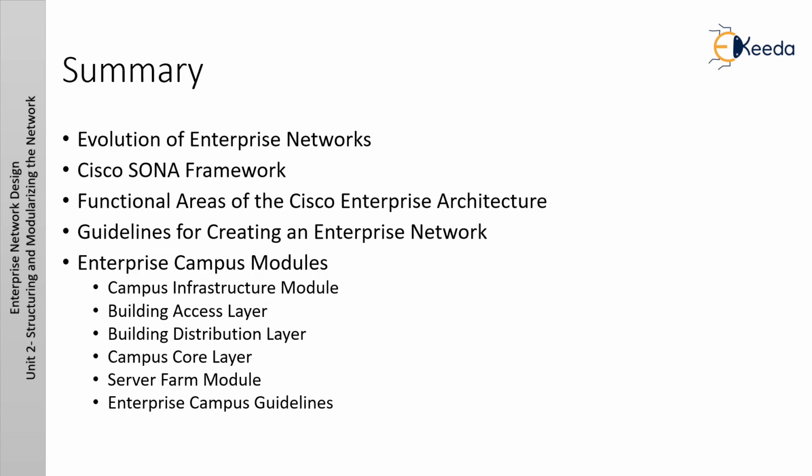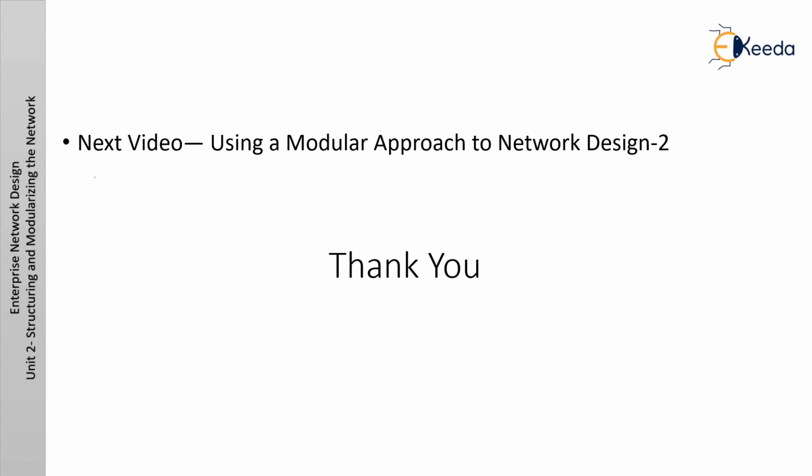In this lecture, we have covered the evolution of the enterprise network, the Cisco SONA framework, functional areas of the Cisco Enterprise architecture, guidelines for creating an enterprise network, and enterprise campus modules, which include campus infrastructure, building access layer, building distribution layer, campus core module, server farm module, and enterprise campus guidelines. In the next video, we will see using a modular approach to network design part 2.